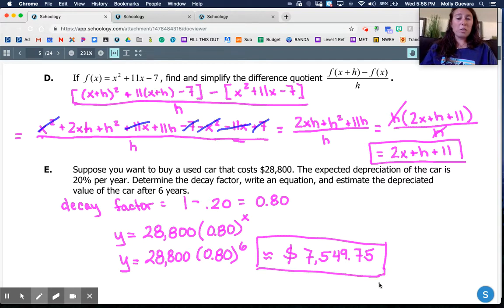Somebody's got to be beating up on their car real good in order for it to be depreciating by 20% a year.